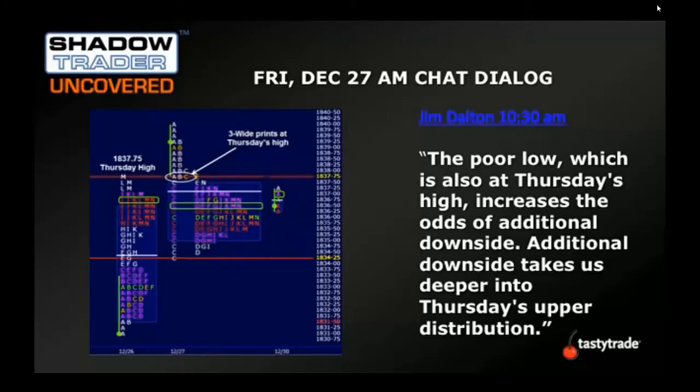The minute C period opened, you will see that we went 3 wide at 1837.25. As soon as I saw that, you'll see on the right-hand side of the slide, I put out a post, and that's the timestamp on the top, and it said the poor low, which is also at Thursday's high, increases the odds of additional downside. Additional downside takes us deeper into Thursday's upper distribution. So that was what I saw exactly at 10:30 when the C period printed, and I knew that was 3 wide. It looked to me like that structure was not completed.